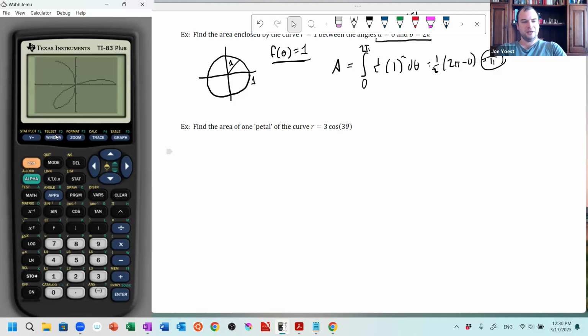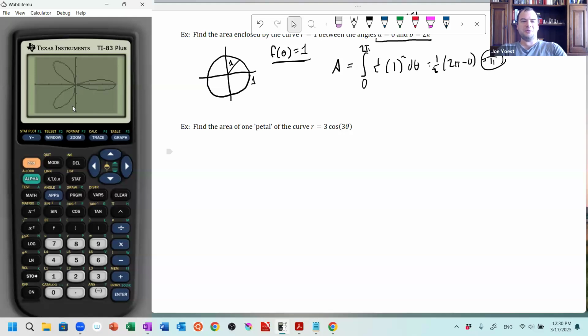I think I made, oh yeah, I did make a mental flub here. I want to go from 0 to 2 pi on theta. Let me regraph that. Okay, now we get all the way around.